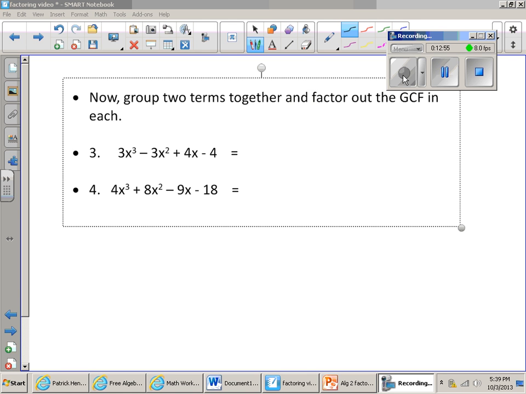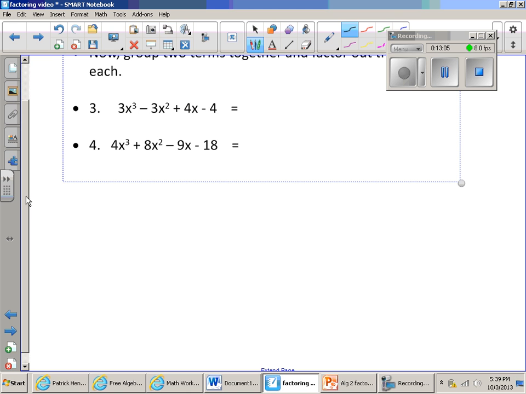Alright, let's look at these 2 problems, and we're going to factor by grouping here. So we want to group 2 terms together and factor out the GCF in each. So how would I do that? Well, I'm going to take the first 2 and group them together. And I'm going to group the second 2, and that plus sign goes with the 4, and I'm going to put a plus in the middle.